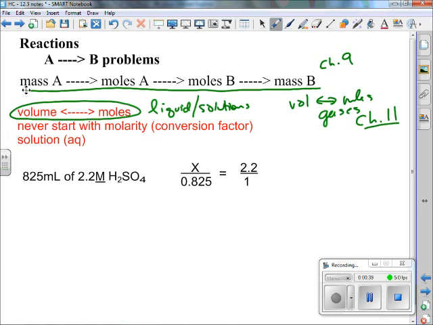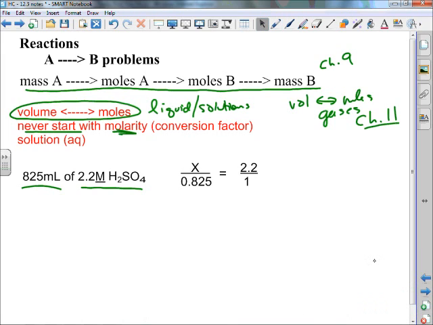So, how do we go from volume to moles or moles to volume of a liquid solution? First of all, we're going to use molarity, but it's a conversion factor, so we never start with it as a conversion factor. If we need to jump into this mass moles moles mass problem, here's how a problem would be. It might say we get out a bottle and we pour out 825 milliliters of a 2.2 molar sulfuric acid solution. And we need to figure out how many moles or how many grams of whatever we need.